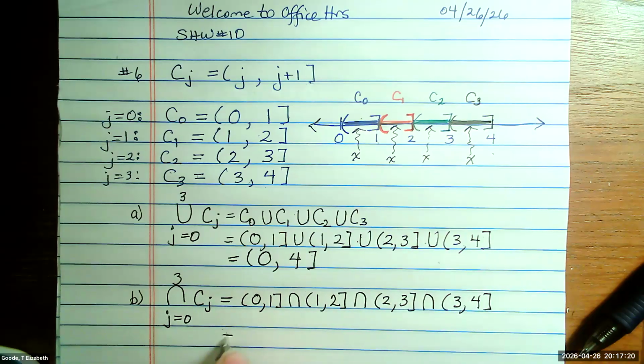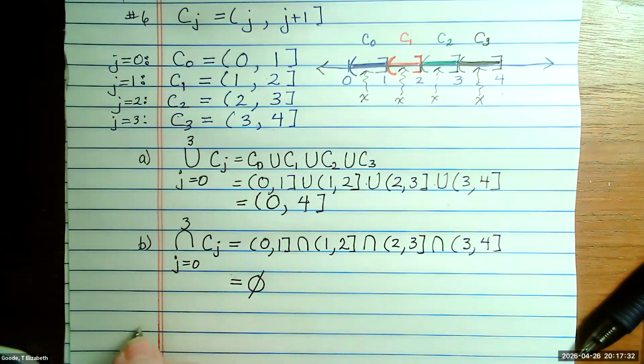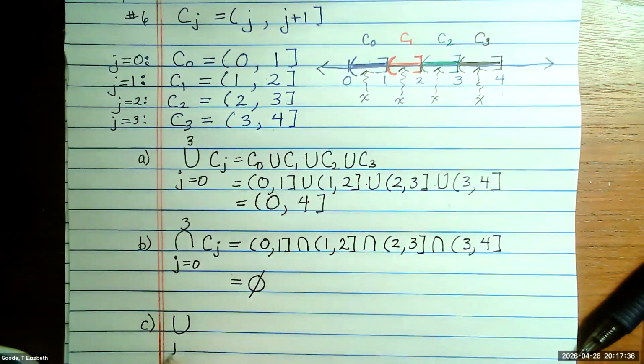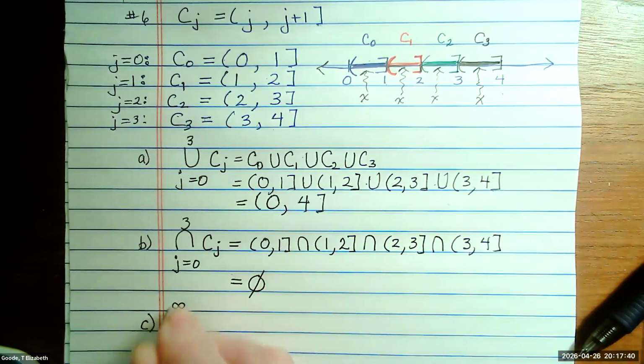Because none of these sets have any elements in common with any of the other sets. So the intersection is the empty set, because there are no real numbers that are in all 4 of those. The next question is, well, what if we just play this union game starting at j equals 0, but keep going forever?